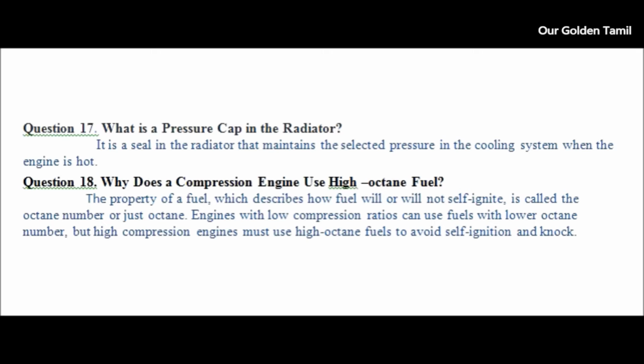Question 18. Why does a high compression engine use high-octane fuel? Answer. The property of a fuel, which describes how fuel will or will not self-ignite, is called the octane number or just octane. Engines with low compression ratios can use fuels with lower octane number, but high compression engines must use high octane fuels to avoid self-ignition and knock.